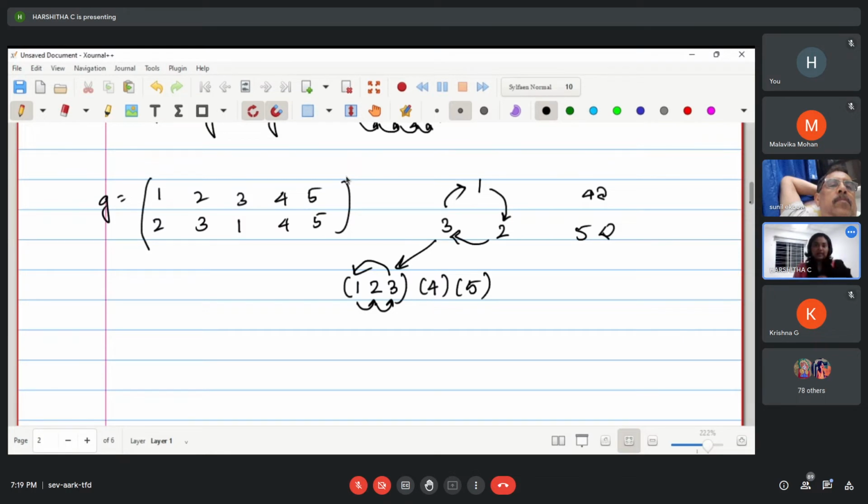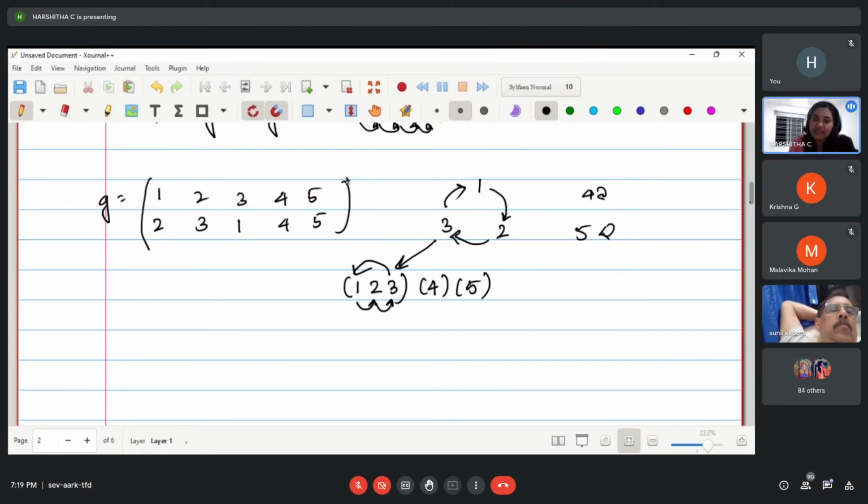So for notational sake, if it is a single, we don't even put it. We just remove it. Whatever is not put, it is understood that it is going to itself. So G, we can represent it as 1, 2, 3. Just the cycle 1, 2, 3.